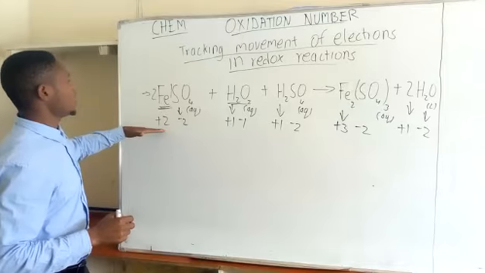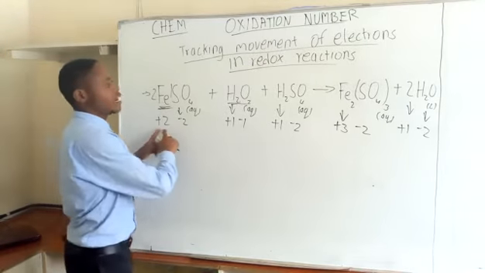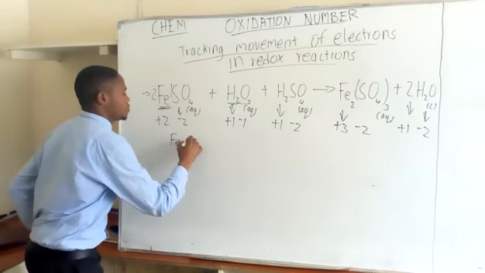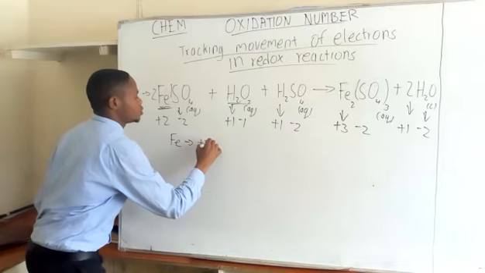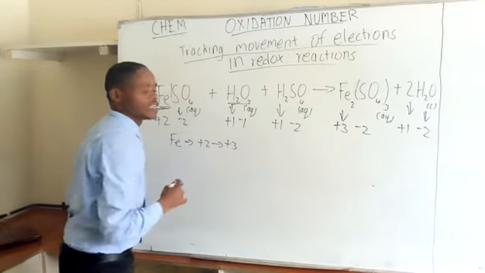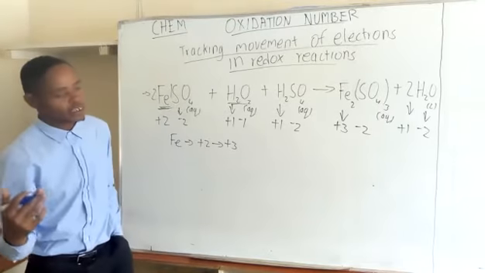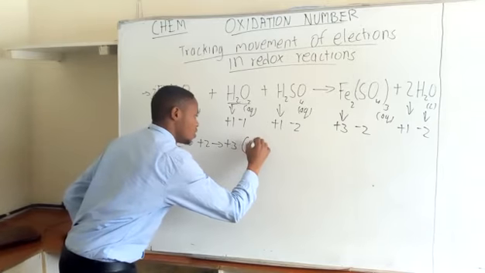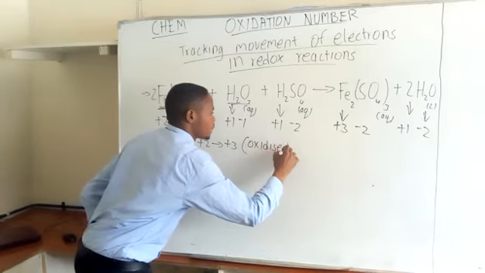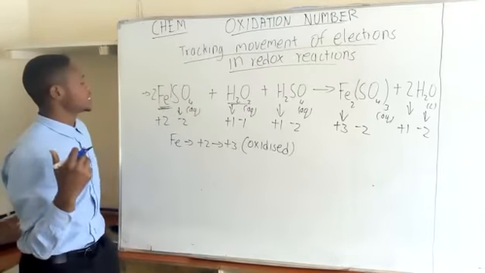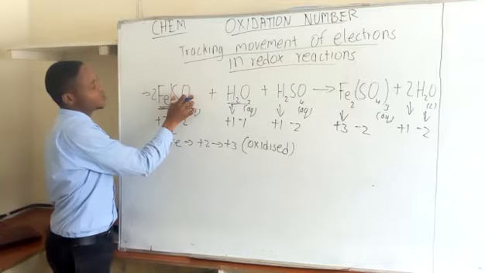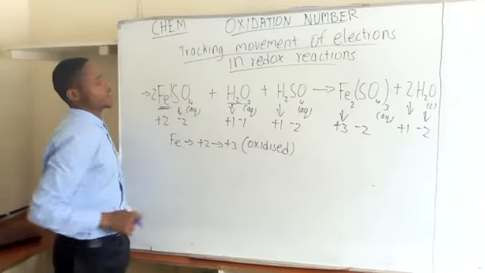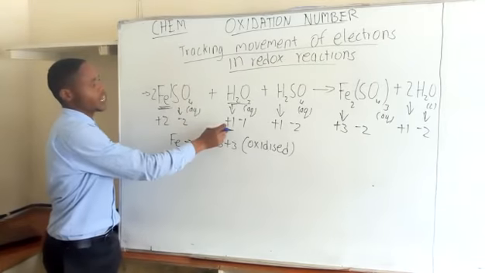The oxidation number of iron was +2, but after the reaction, it changed to +3. So the iron oxidation number changed from +2 to +3. It increased. Once the oxidation number increases, then we say that atom or species has been oxidized, because the oxidation number has increased. We've noted that the sulfate is just remaining the same. It's a spectator ion if you were to derive the ionic equation.